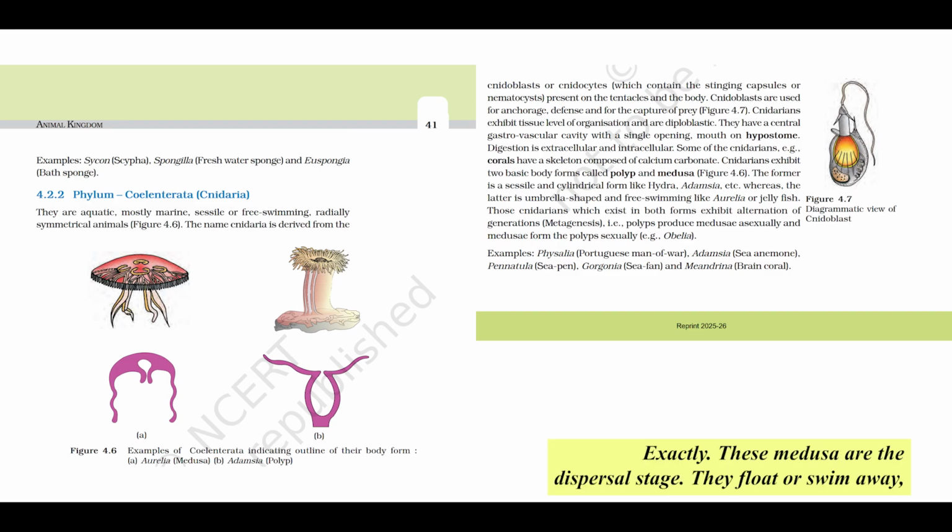These medusae are the dispersal stage. They float or swim away, carrying the genes to new locations. The medusae are the sexual stage. They produce eggs and sperm, which are released into the water. After fertilization, a zygote develops into a swimming larva, planula larva. This larva eventually settles down on a suitable surface and metamorphoses into a new polyp, starting the cycle again. So asexual reproduction for local growth, sexual reproduction for dispersal and genetic mix. That's the essence of it.